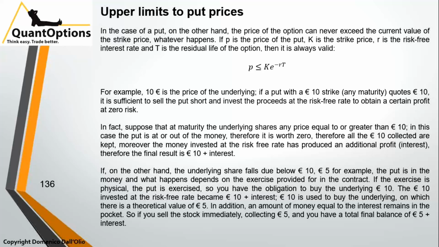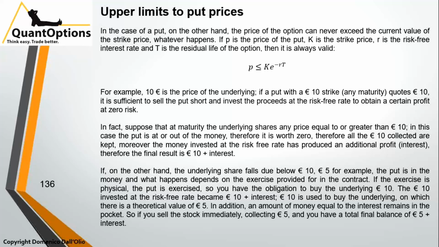For example, let's say the price of the underlying is 10. If a put with strike 10, any maturity, quotes 10, it is sufficient to sell the put short and invest the proceeds at the risk-free rate to obtain a certain profit at zero risk.